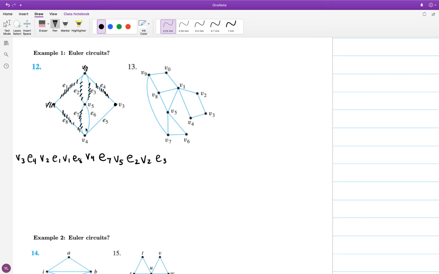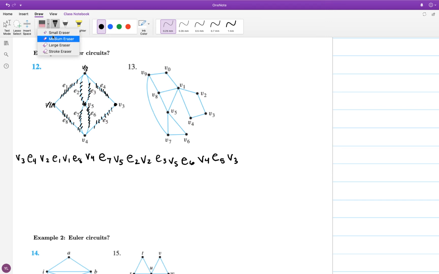Okay, I'm at V5. There's a bridge, which is E6. Brings me back to V4, the bridge E5, and I'm back to V3. So this right here is an Euler circuit through the graph.